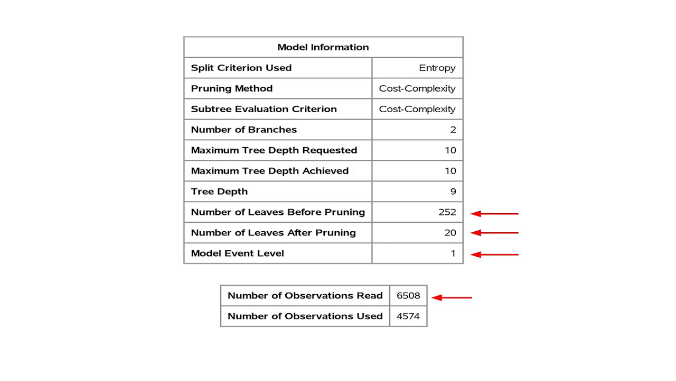Notice too that the number of observations read from my data set was 6,508, while the number of observations used was only 4,574. 4,574 represents the number of observations with valid data for the target variable and each of the explanatory variables. Those observations with missing data on even one variable have been set aside.